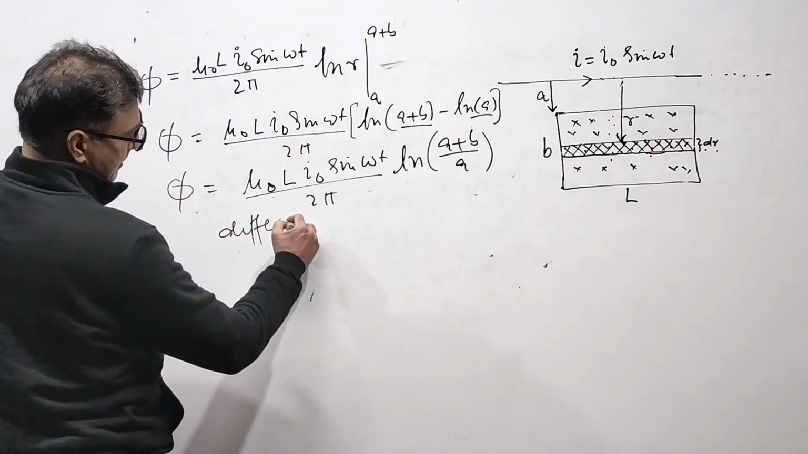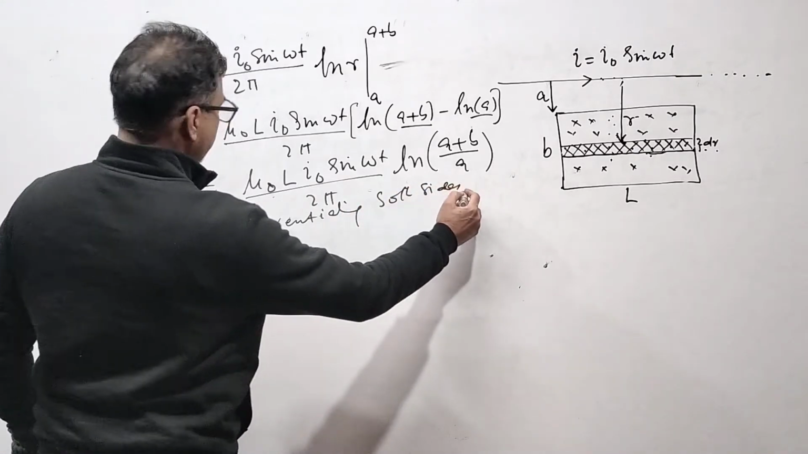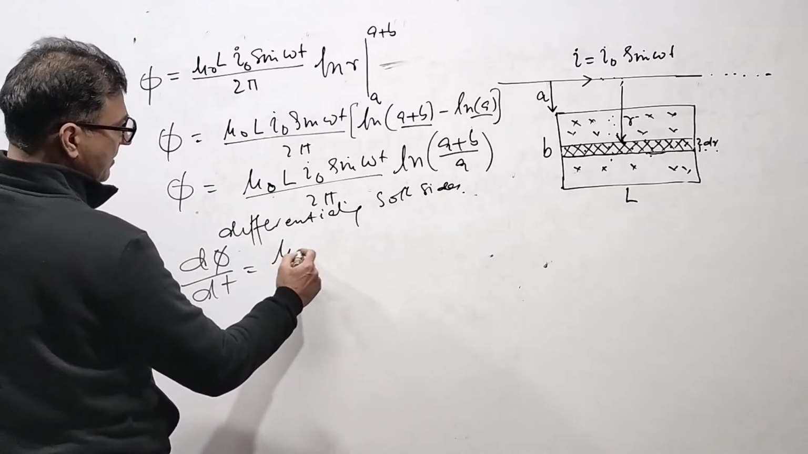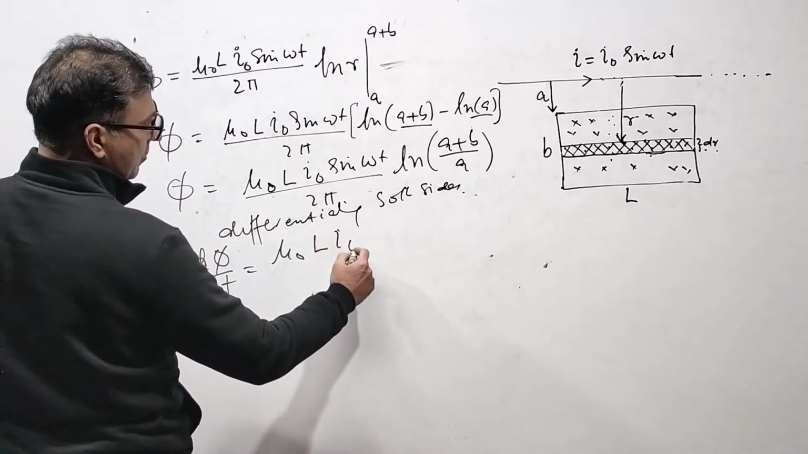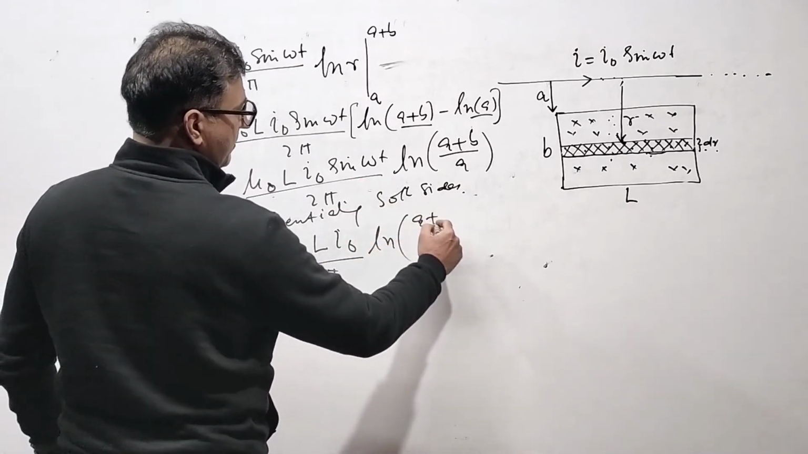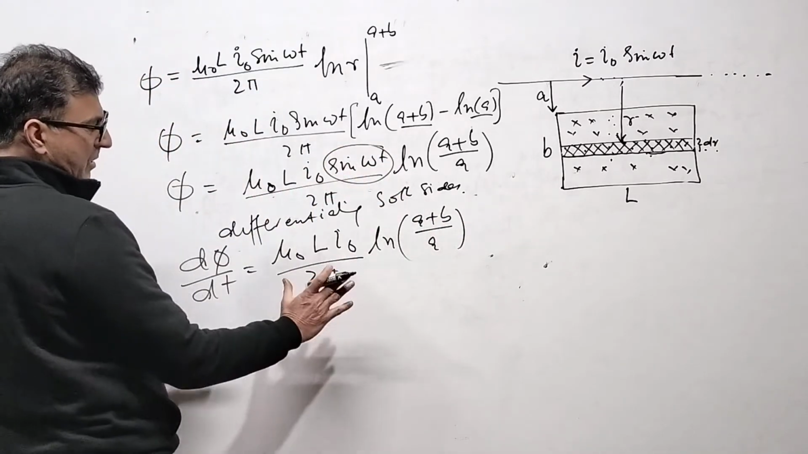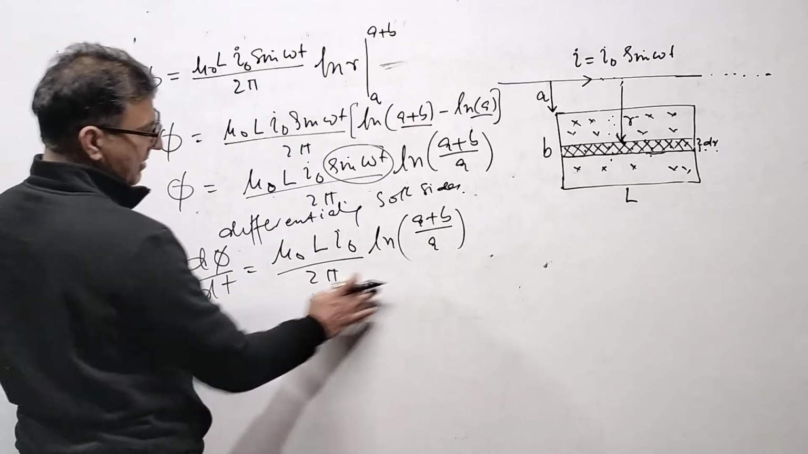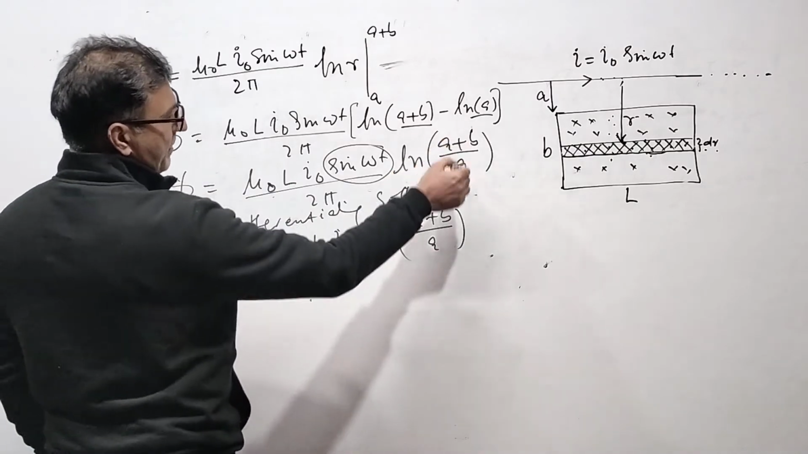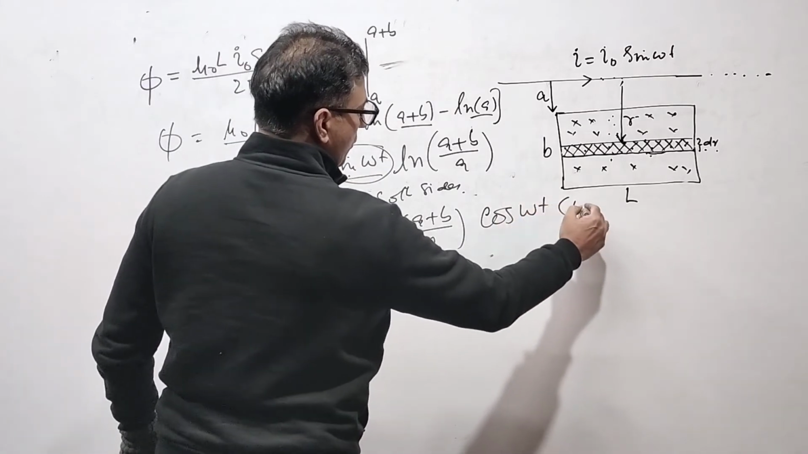Differentiate both sides. What we get? d phi by dt is equal to, the constants do not need to be differentiated, L I0 by 2 pi ln of a plus b by a. So the differentiation will be of sin omega t. The rest are constants: mu 0, L, I0, and ln of a plus b by a, over 2 pi. So here its differentiation will be cos omega t into omega.